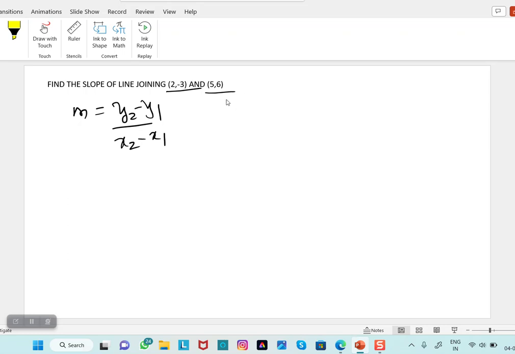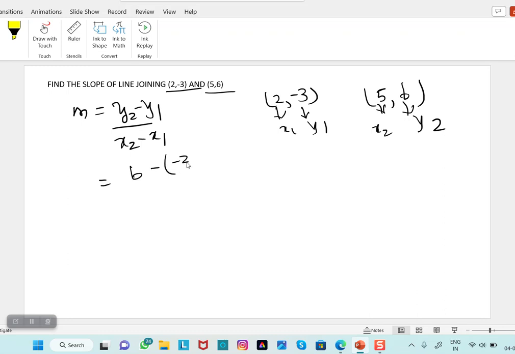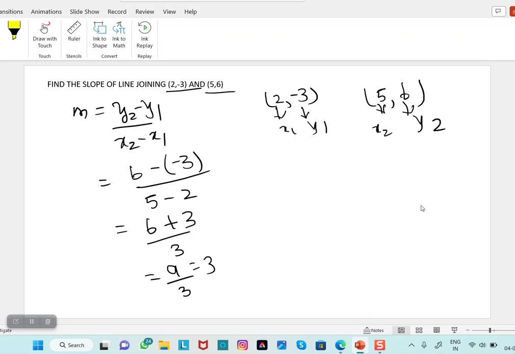Here m represents the slope. So you have -2, -3 and 5, 6 as the 2 points. This is your x1, this is your y1, this is your x2, this is your y2. Now you substitute all of them, y2 minus y1, because your y1 already has a minus sign. So that is, x2 is 5 minus 2. So this is 6 minus minus will become plus 3. 5 minus 2 will become 3. 6 plus 3 is 9. 9 upon 3, the answer is 3. Using this formula we have found the slope.